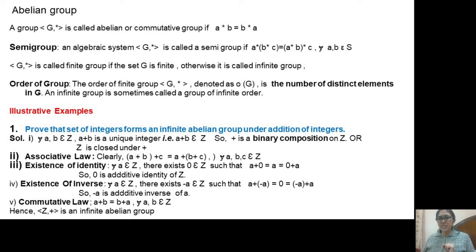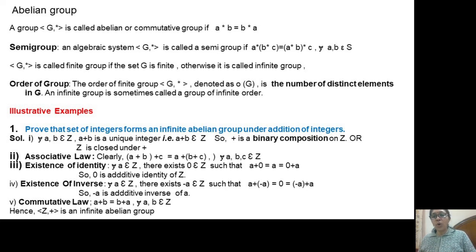And the last axiom was what? The existence of inverse. For the existence of inverse, what do we have to check? We have to check what I should add to A so that I get the identity element. What is the identity? Identity is 0. So obviously for every A, if I add minus A to it, I will get 0. And for every A, minus A will also be an integer. So for every A belonging to Z, minus A exists, belonging to the same set of integers, such that A when added to minus A gives me 0. So minus A is the additive inverse of A.